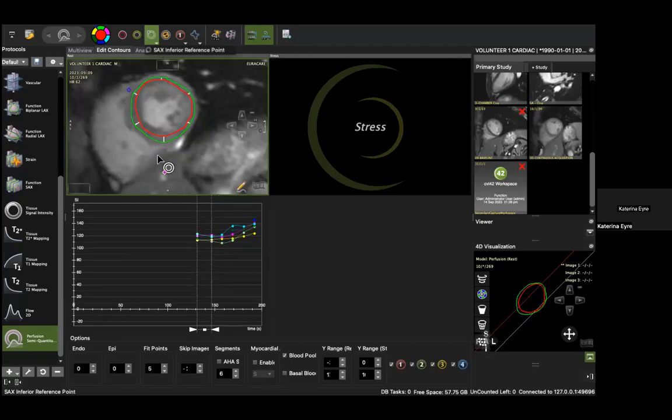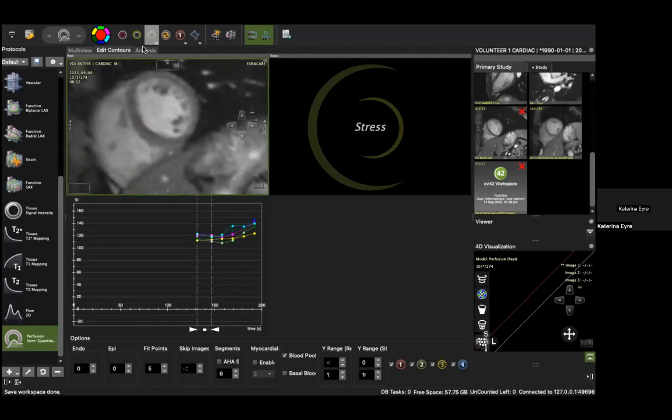Okay. And now we can see an increase again. These contours aren't perfect. Again, I'm just trying to go fast so that I don't bore you too much. So I'm going to do it just one more time.